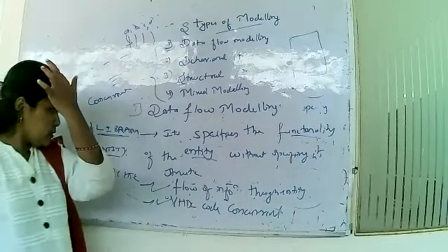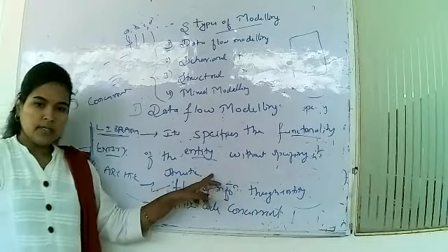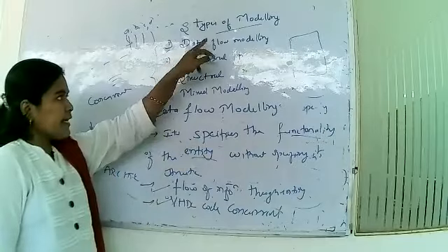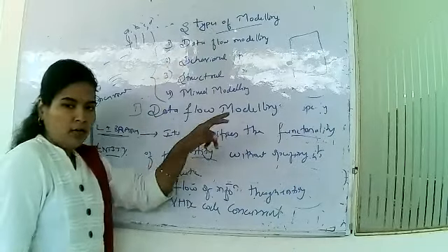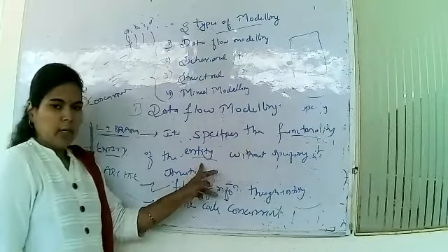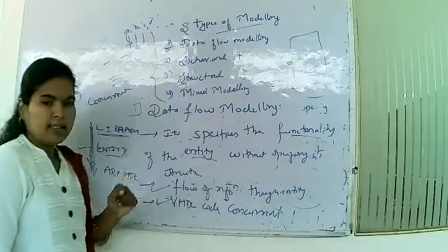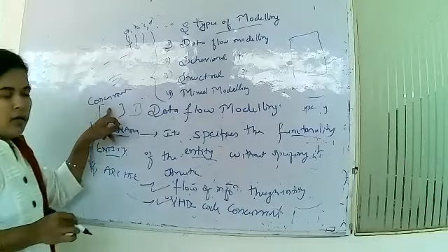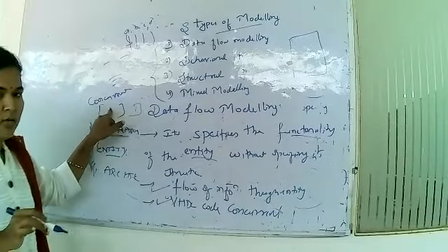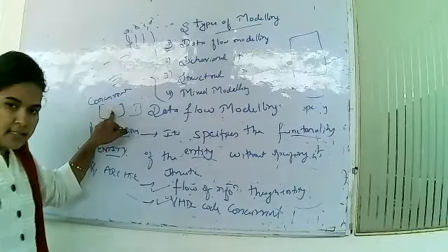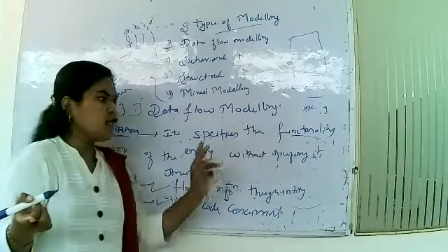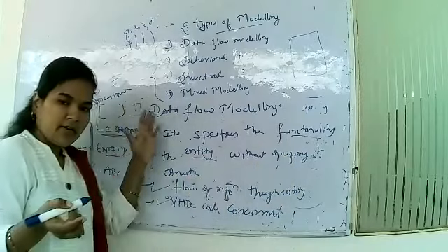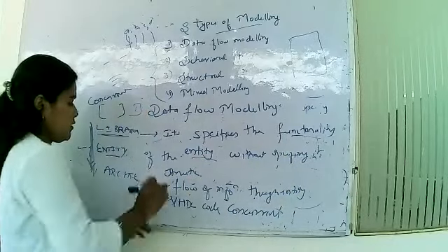What is the functionality of the entity? It will show the inputs and the outputs. So it will specify which one? Data flow will specify the function of the entity, but without telling its structure. For structure, you have different syntax. So without telling any structure, it will specify the functionality of the entity. Did you understand these three points?